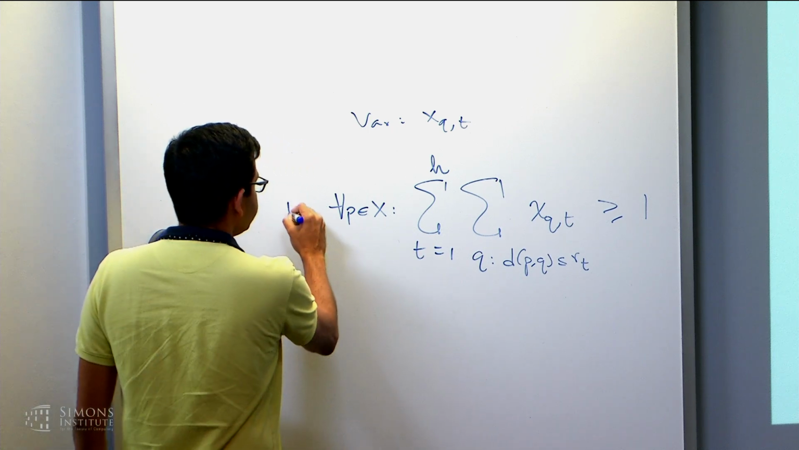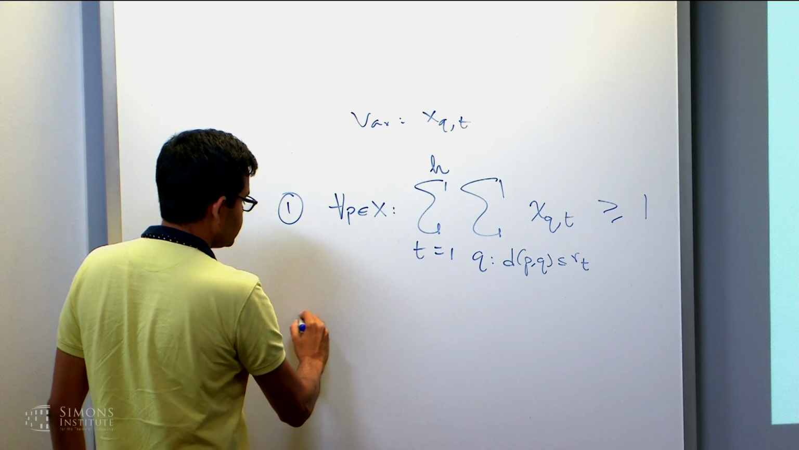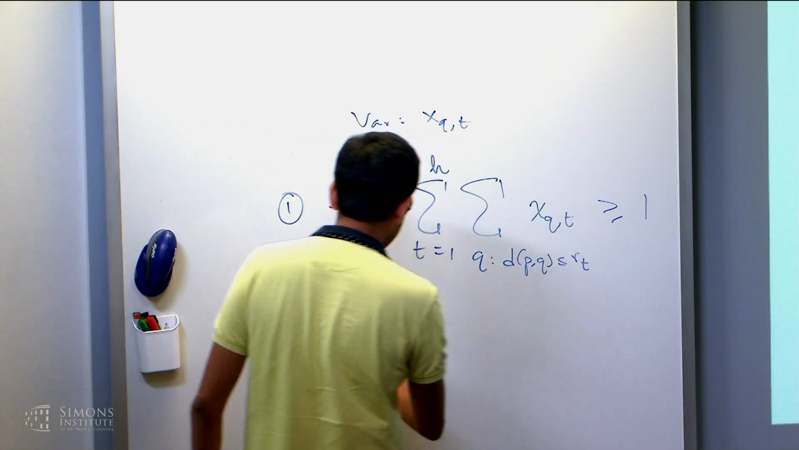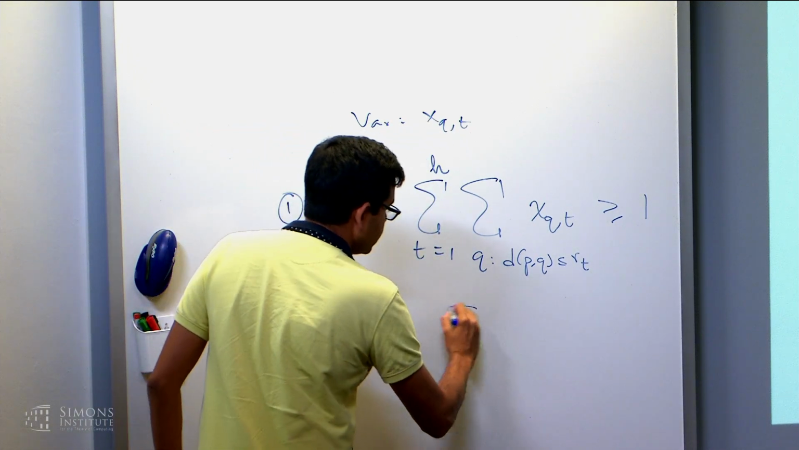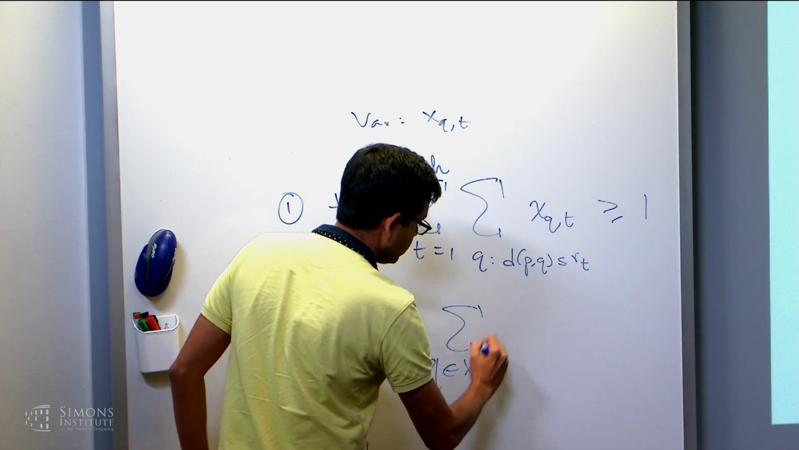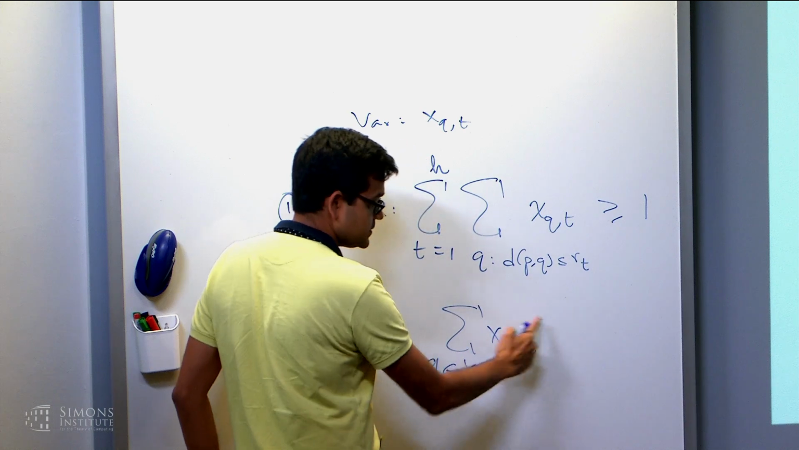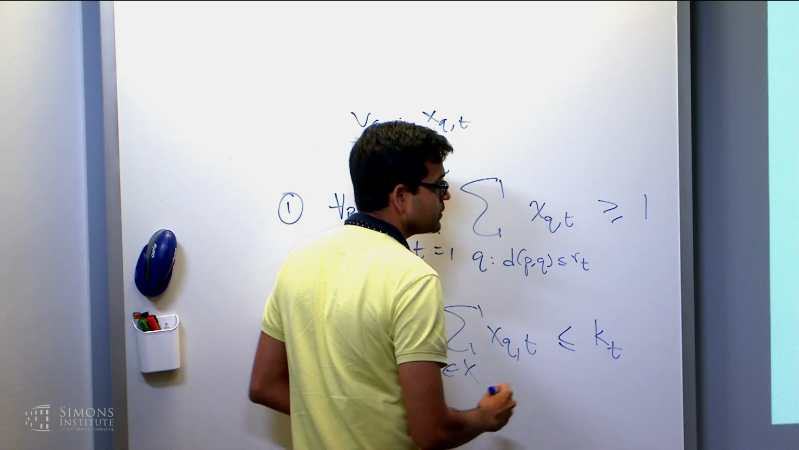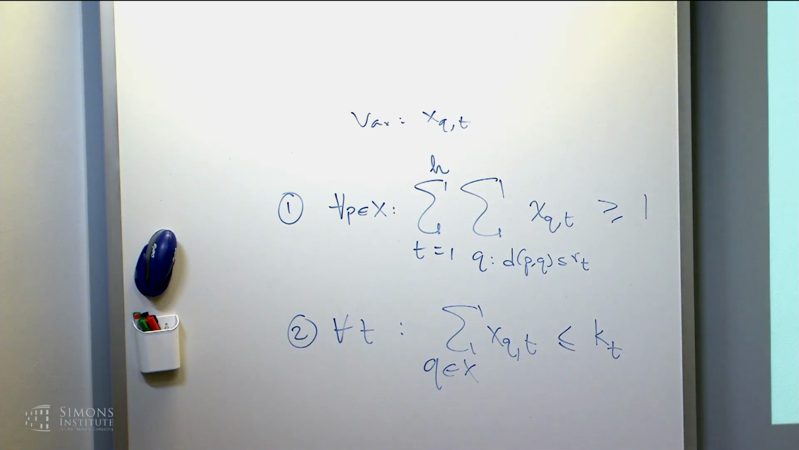That's one constraint. And the second type of constraint says that you cannot open too many balls of the same type. So for every type t, you look at how many balls you've opened of that type, that's just the sum, and that should be at most k_t. Standard LP. Any questions? Okay, this is not hard.